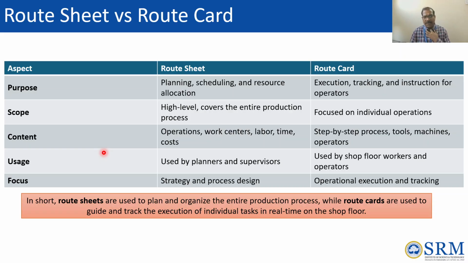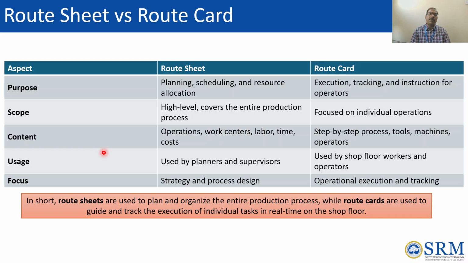With respect to the purpose, route sheet is used for planning, scheduling, and resource allocation because it's a broader sense. That is the purpose of the route sheet. But route card is useful for execution, tracking, and instruction for the operators or shop floor workers. So comparing with the route sheet, route card is useful for execution, tracking, and giving instruction to the shop floor workers, while the route sheet's purpose is planning, scheduling, and resource allocation in an overall, broader perspective.